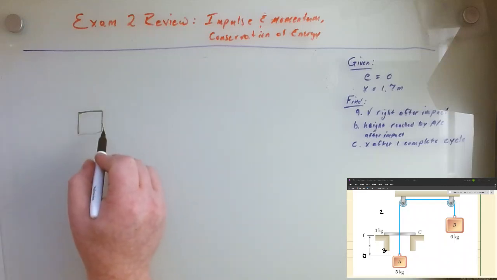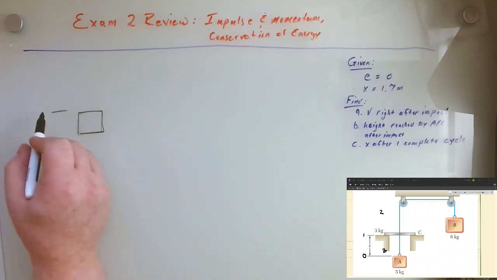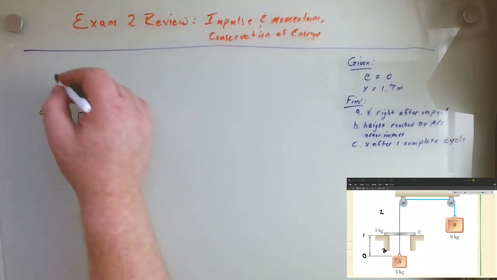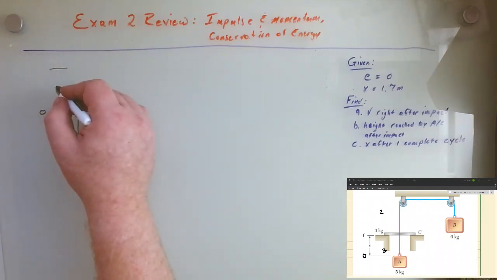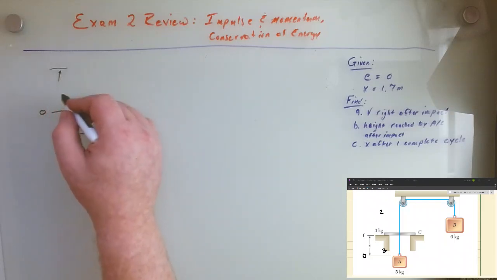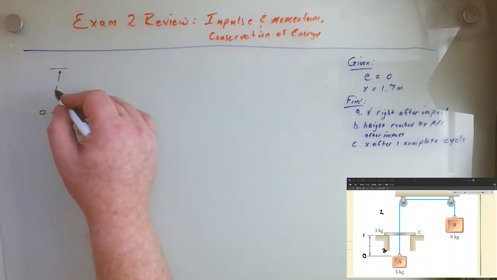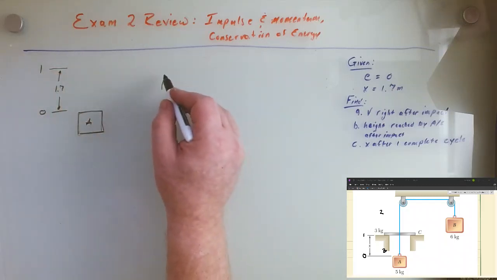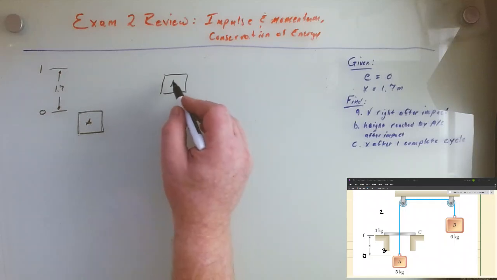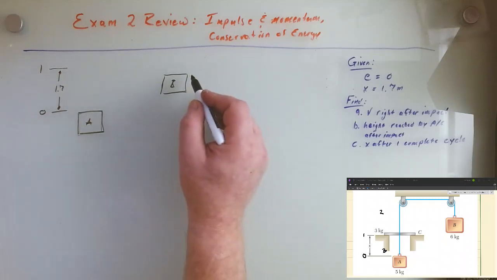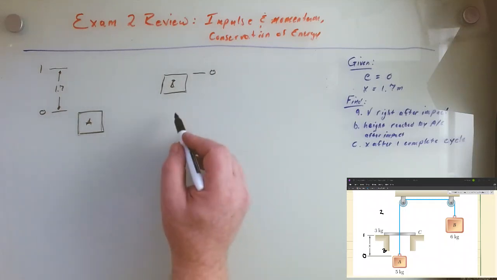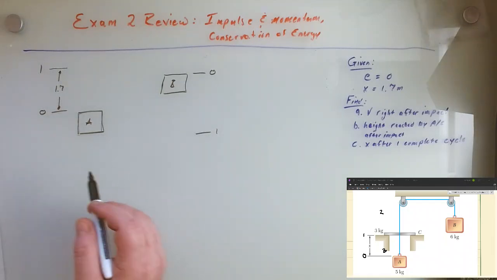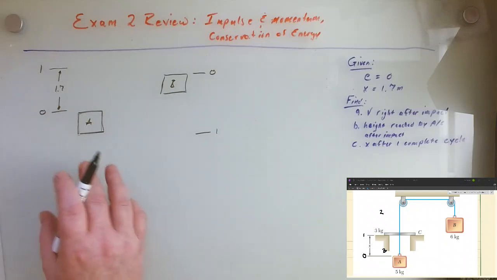Okay, so this is A, and we're calling this point 0. Right, so this is A, and it is going to come up to position 1, right? So this is 1.7 right here, 1.7 to position 1, and similarly, B is at its position 0, and it's going to come down to its position 1. So we can use the conservation of energy to get there.